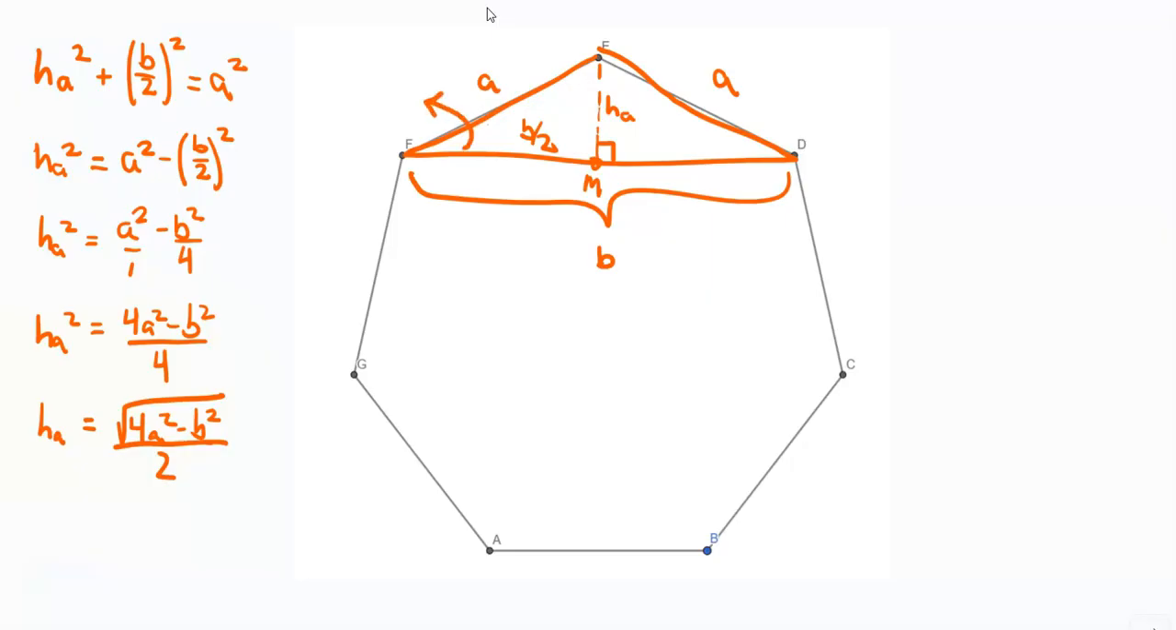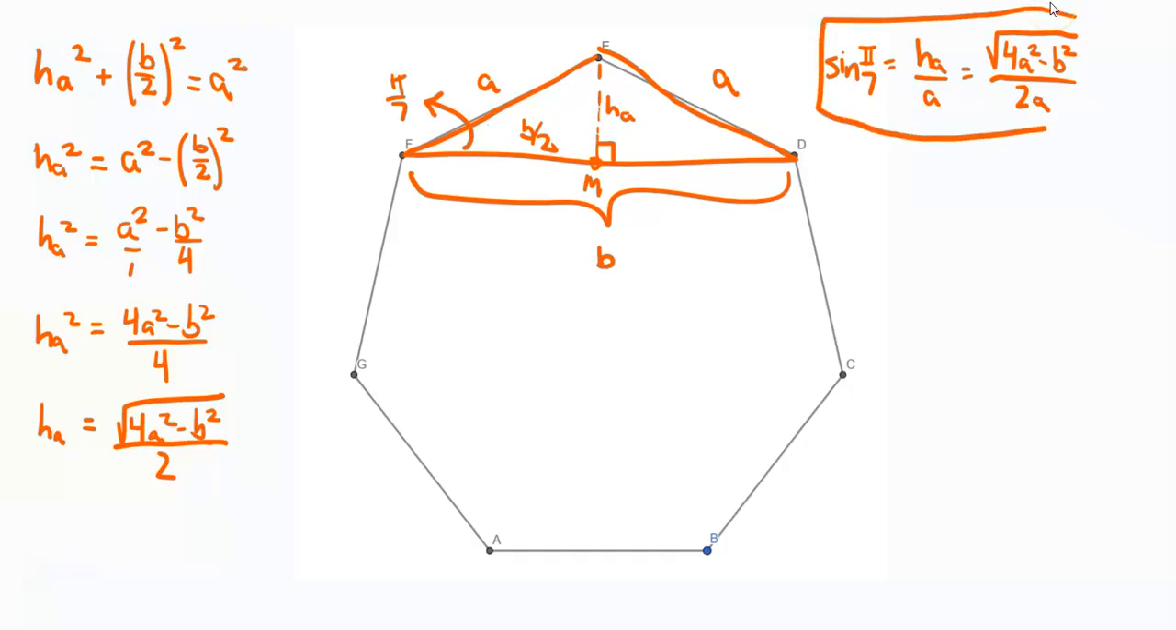Now, what we need to do is set up a ratio. The angle inside here was pi over 7. So the sine of pi over 7 will equal H sub A over A. So what we'll get is the square root of 4A squared minus B squared all over 2A, and that is the first one. The reason we are setting it up this way is because we are going to use these radical ratio identities to prove a very complicated calculation that will be needed for subsequent videos in the series. I intend to do that calculation in the very next video.